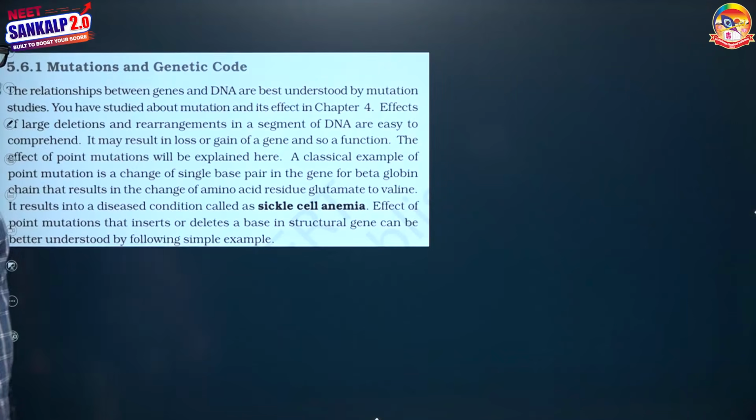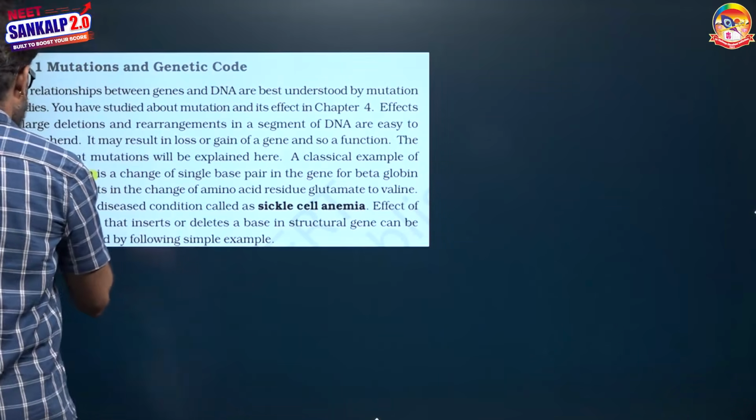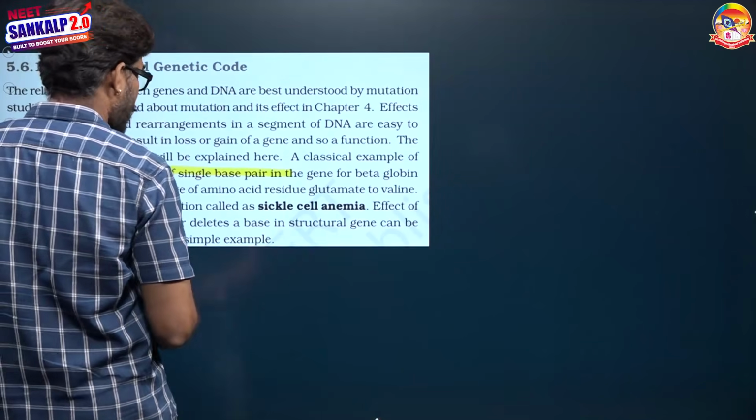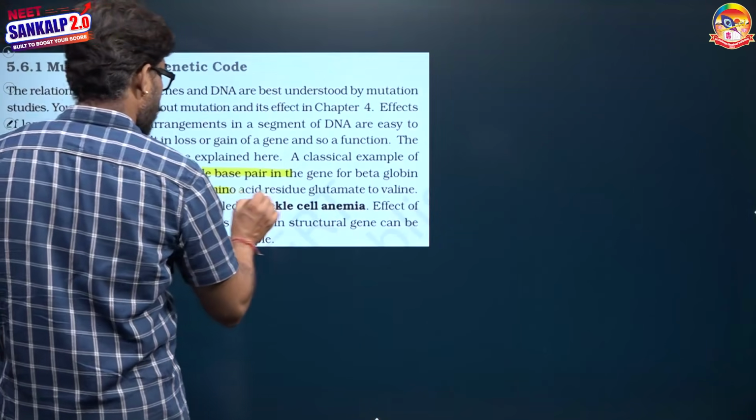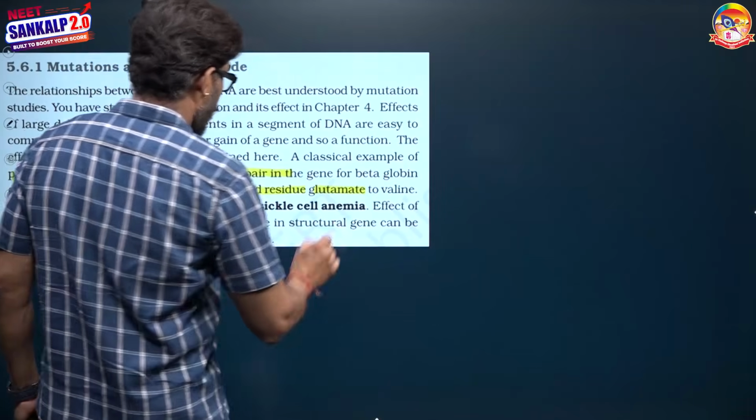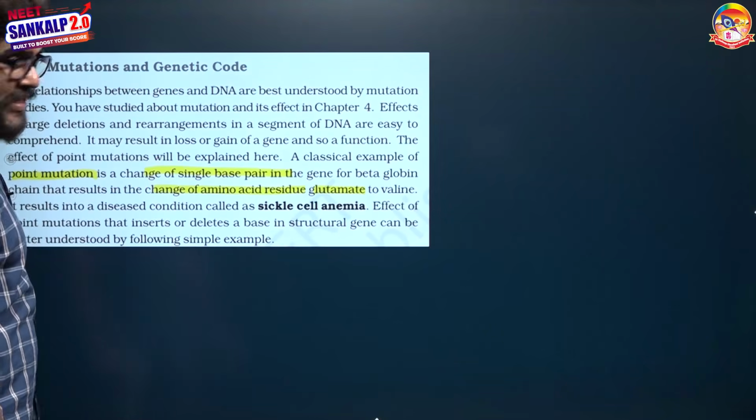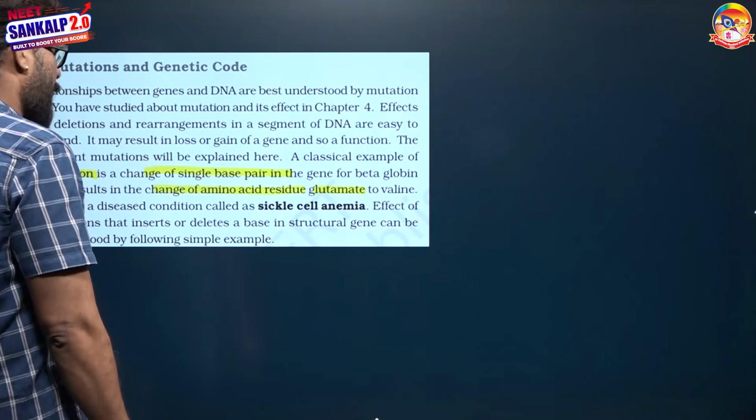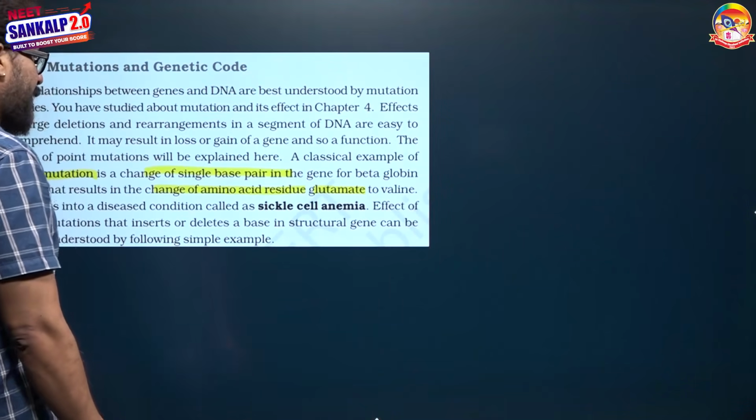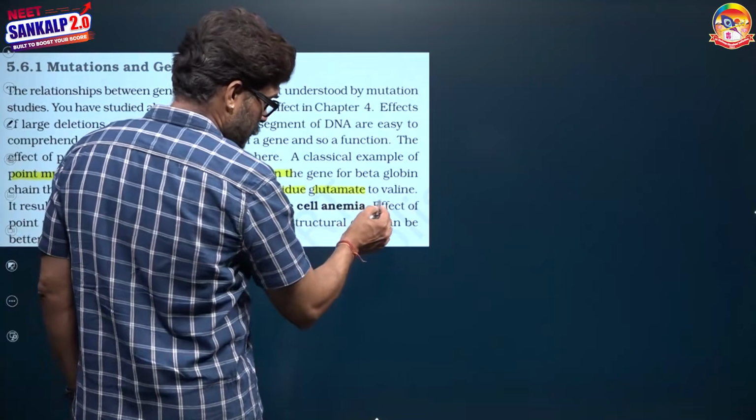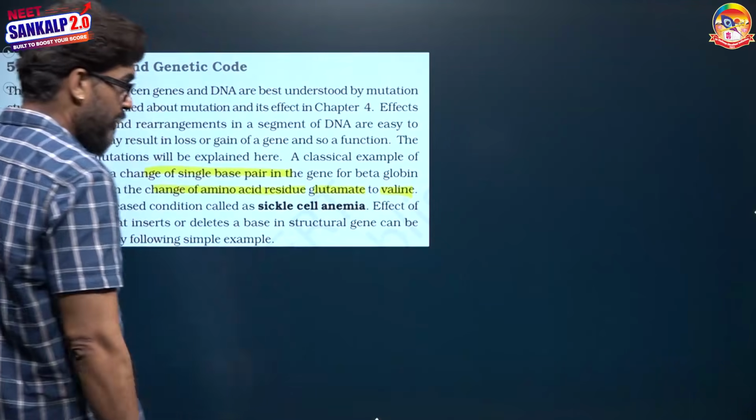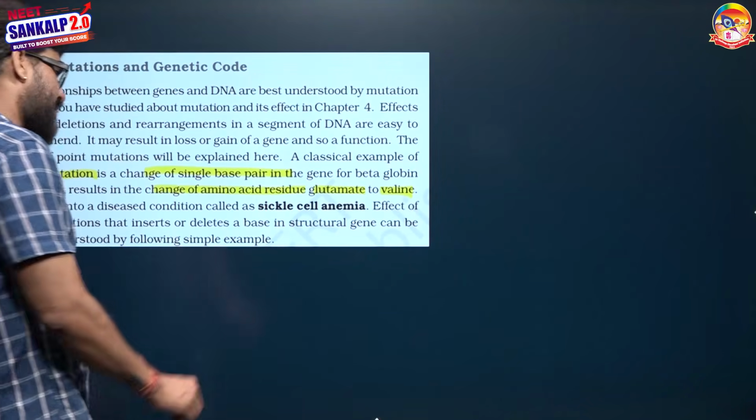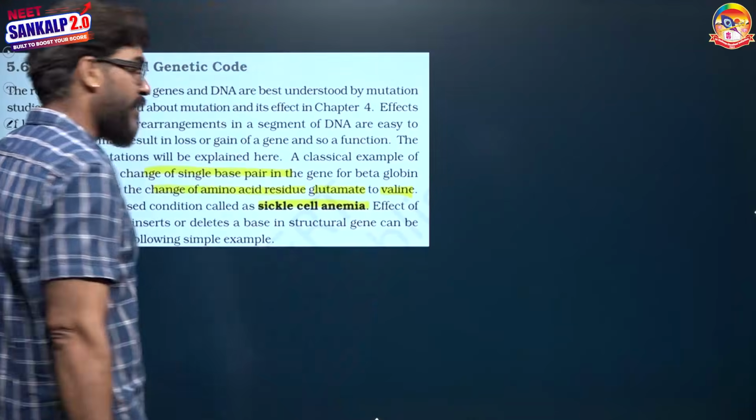Here is a classical example of the point mutation, which changes a single base pair that leads to the change in the amino acid. If the gene of the beta chain of hemoglobin gets mutated, a point mutation happens, then instead of the glutamic acid at the 6th position, valine will start to come and the hemoglobin chain becomes abnormal, and the disease condition is known as sickle cell anemia.